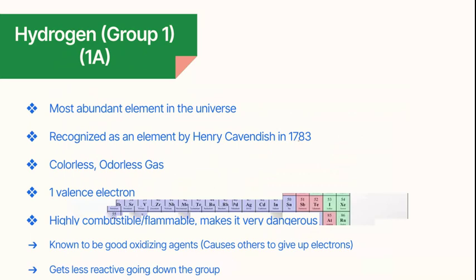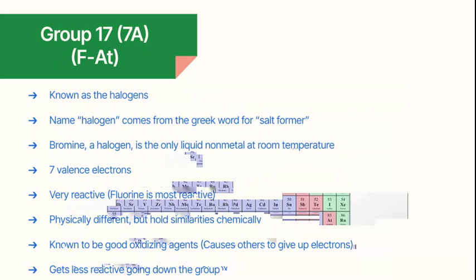Some properties of hydrogen: it is a colorless and odorless gas, has no scent, no color, can't see it. It has one valence electron, and it is very highly combustible and flammable, which makes it very dangerous. Flammable, combustible mean the same thing. Combustible means it can catch fire and burn easily. Flammable, obviously the same thing. You guys know what that means. Same thing.